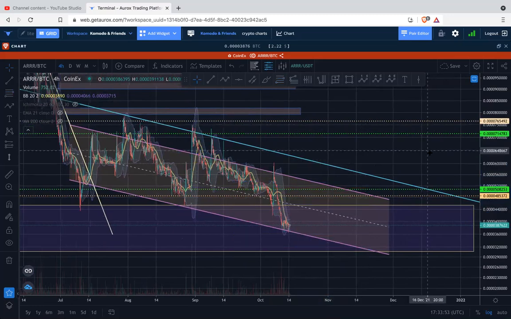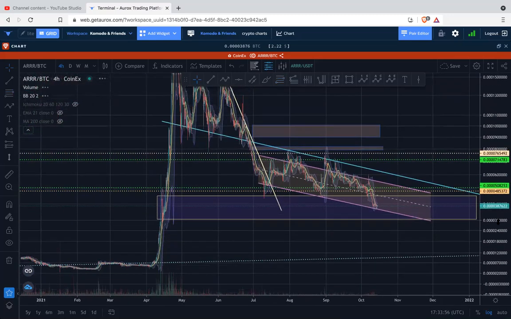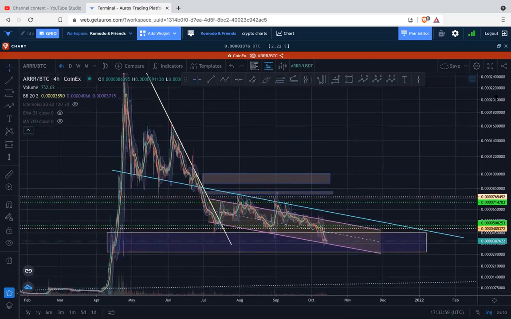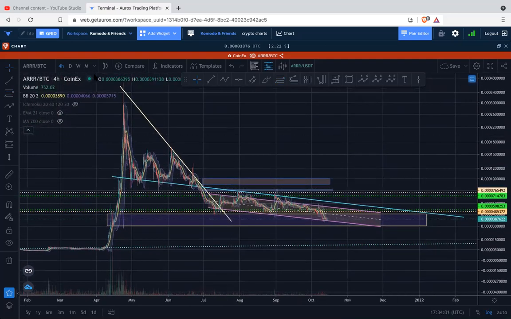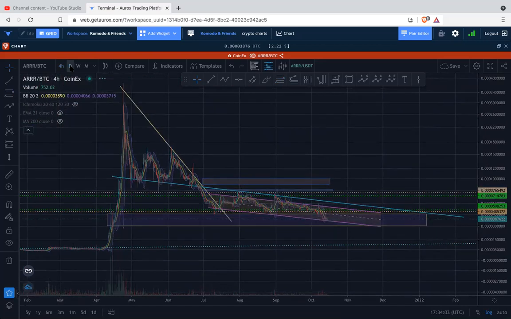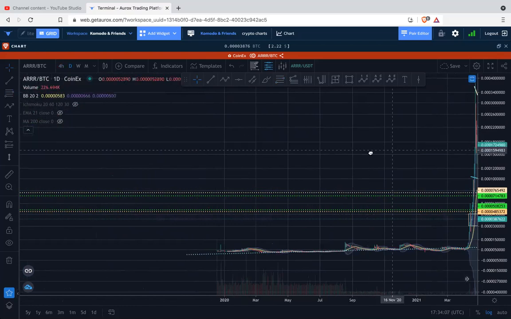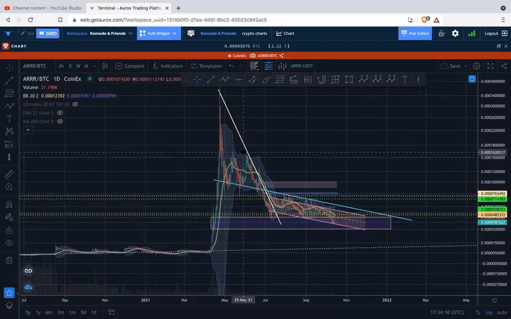Pirate chain, RBTC, over and out for now. That's the 4 hourly, and we can hit it up on the daily, and that's where you are. Okay, Pirate chain.